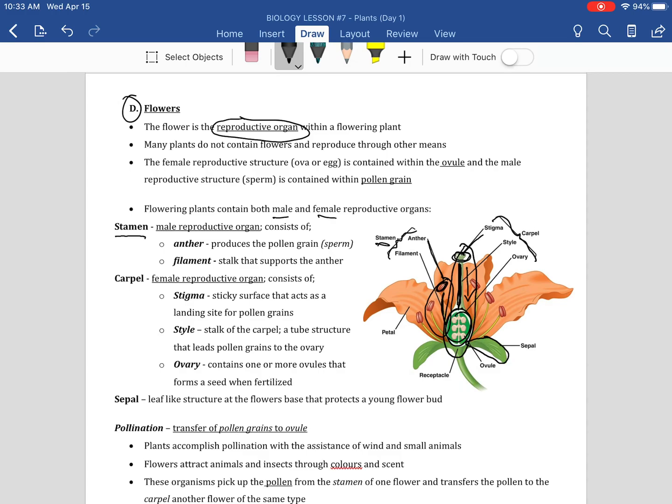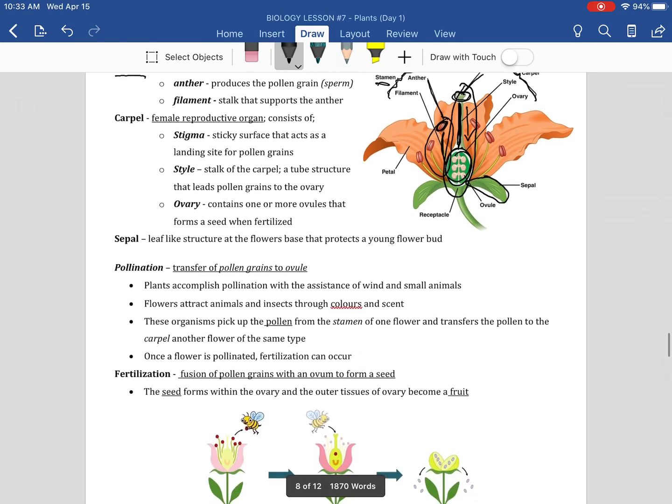You also have something here called the sepal. It is a leaf-like structure at the flower that protects the young flower bud.